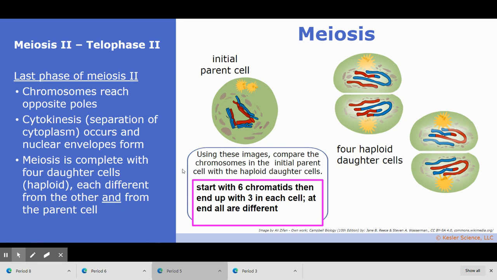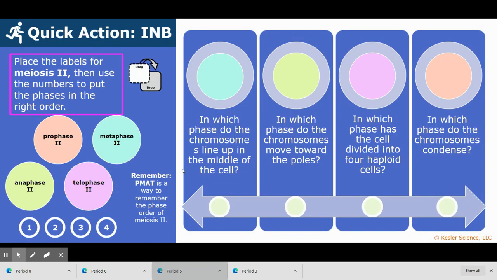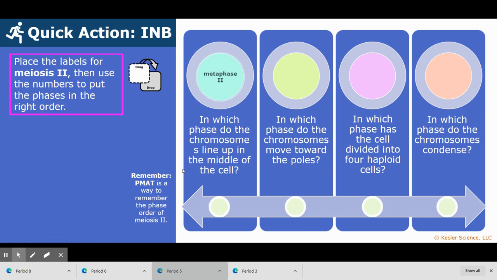Okay, so the way you could answer this is that you're starting with 6 chromosomes or chromatids in the beginning and end up with 3 at the end in each cell. And in each cell, they're all very different from each other. All right, another click and drag. So you're going to read the description and match the phase and then put them in the correct numerical order. So the first one, in which phase do the chromosomes line up in the middle of the cell? Middle starts with M, that's metaphase.